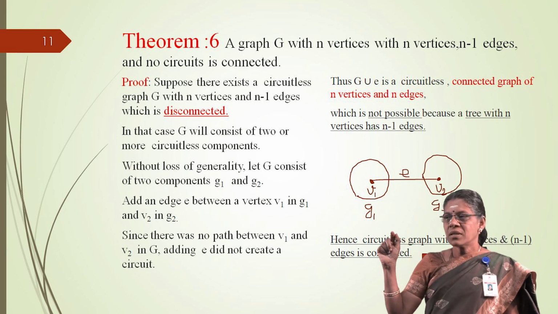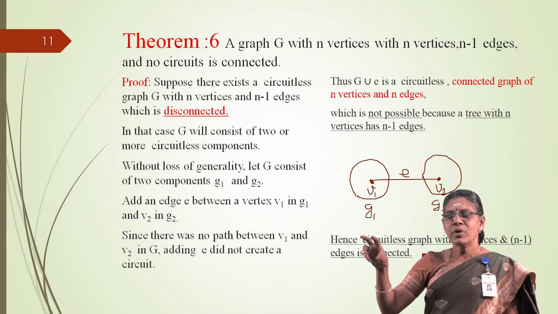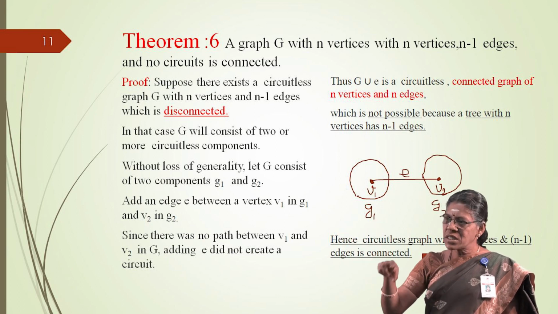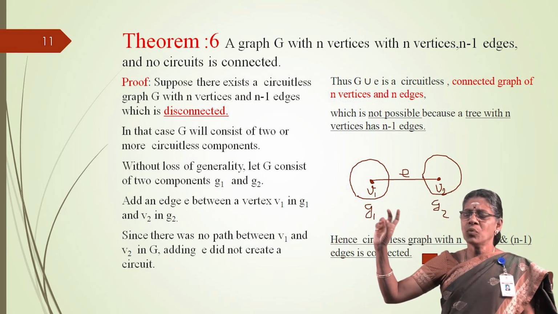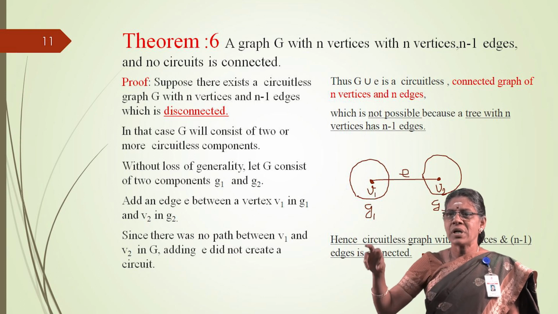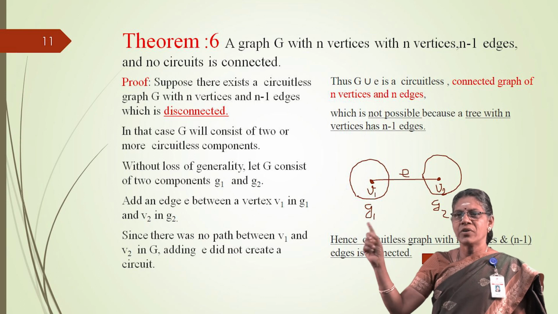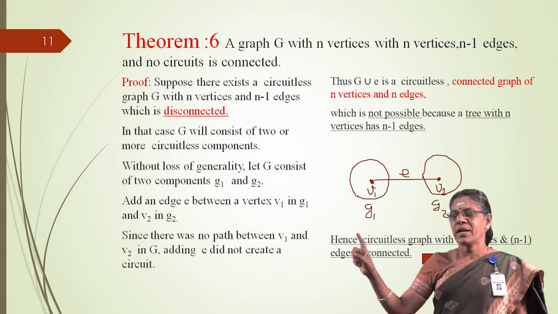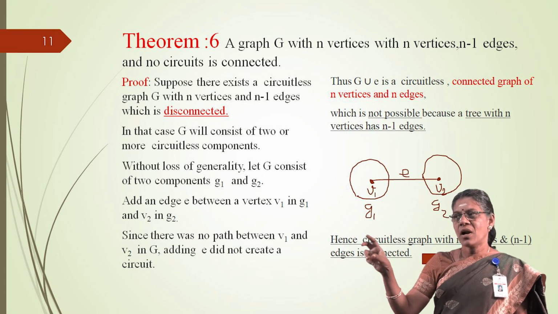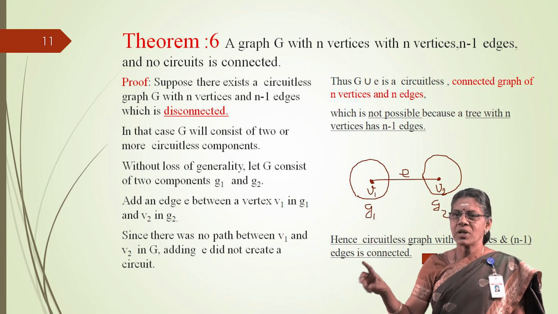Since there was no path between V1 and V2, V1 lies in G1 and V2 lies in G2. Both are disconnected components of G, so there was no path between V1 and V2. Now adding E did not create a circuit, so it will not affect the circuitless property. Again we have a circuitless graph only.